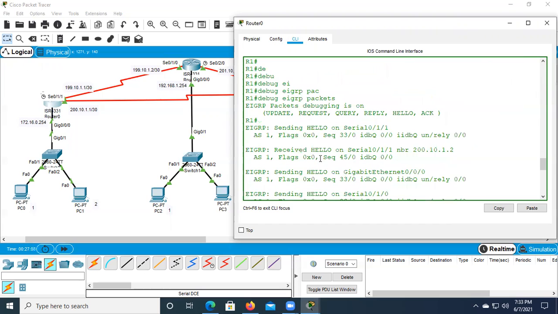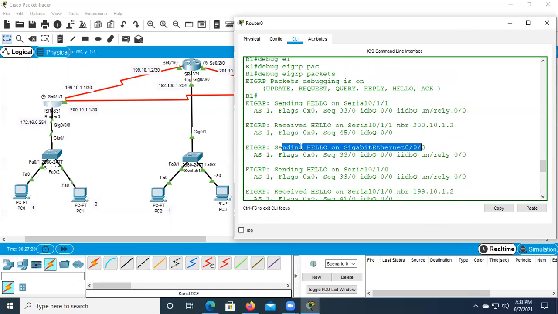When I send debug EIGRP packets, router 1 is sending hello on serial 0/1/1, which means it's sending to router 3. Also on serial 0/0/1 it's receiving. Sending on the gigabit Ethernet, no neighbor is there, so it continuously sends hello messages on the gigabit, that's it.